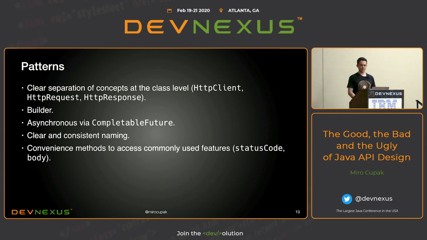And also notice that, similar to the process handle API that we saw before, the new HTTP client also heavily leverages the pattern of providing convenience methods to access common things, also in a nice, fluent way, which makes it very easy to use.